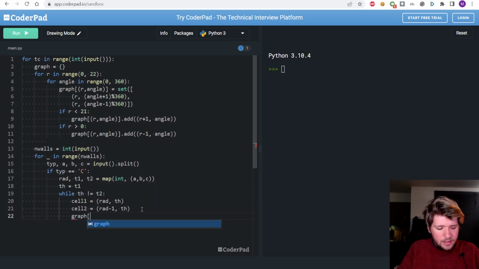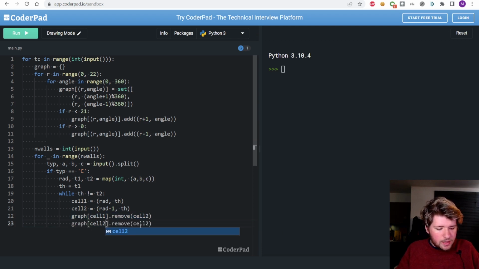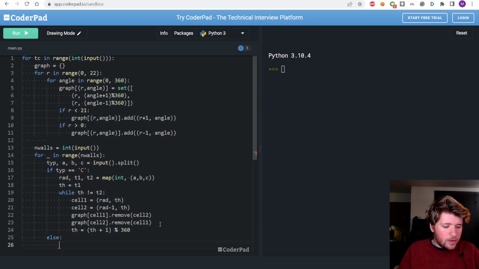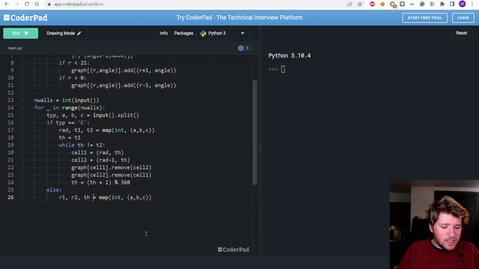Now we can take neighbors of the cell 1 and remove the cell 2 and do the symmetrical, because cell 2 isn't a neighbor of cell 1 anymore. And then we'll increment TH by 1 and take the modulo 360 just in case we pass the 0-degree angle. Otherwise, well, we have a straight wall, so the type will be C. Here we have R1, R2 and the angle, which are provided in ABC.